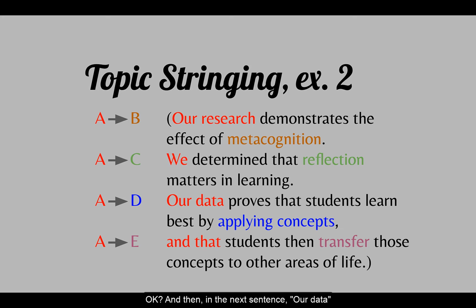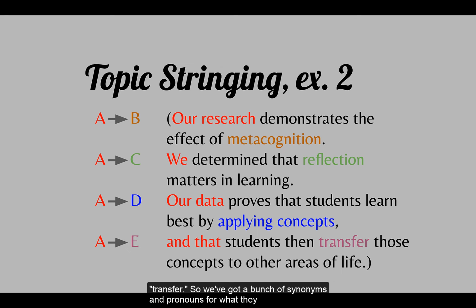Okay, and then in the next sentence, our data is again referencing this research that we've done, and we connect it to the idea of applying concepts. And that's doubling that idea and then connecting it to transfer. So we've got a bunch of synonyms and pronouns for what they did for this research process, and then they've connected it to different ideas. And we can follow along because we know that the main topic is this research and what they did.